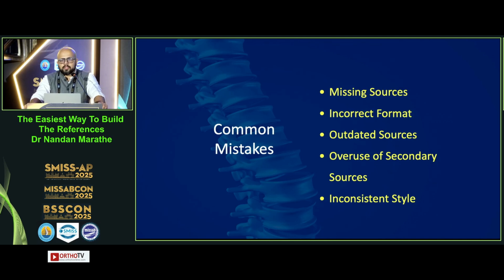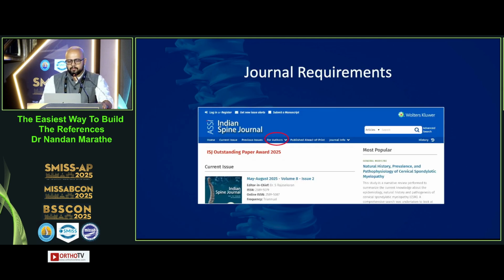Overusing secondary sources leads to an error which is called amplification. It is always better to go to the original article and quote it rather than using secondary sources. And the other error is that of inconsistent style. If you are not formatting them properly or using different citation styles, that is also a common mistake to be avoided.